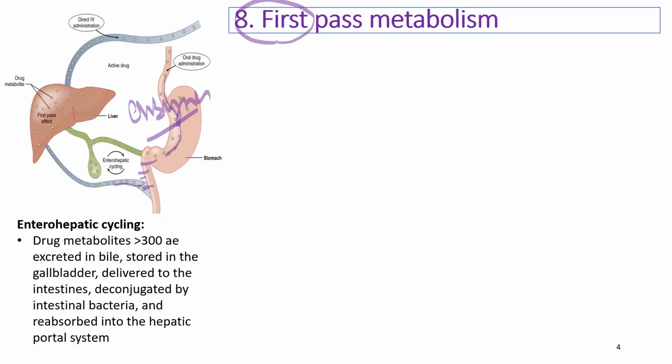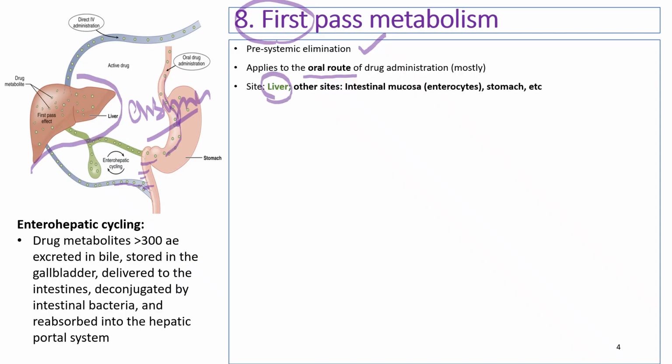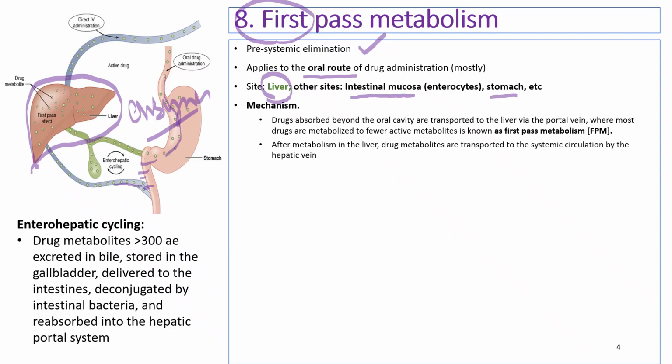So what's the problem? You are going to expect a lesser amount of drug reaching the systemic circulation. We call this pre-systemic elimination, before reaching the systemic circulation. And this applies mainly to the oral route of administration. The major site for first pass metabolism is the liver, which has a lot of drug metabolizing enzymes. Other minor sites are the intestinal enterocytes, stomach, and the lungs.